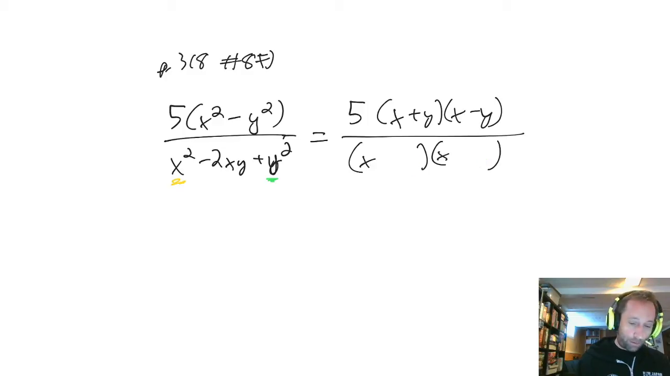I don't know why I changed the color there. Stop it.